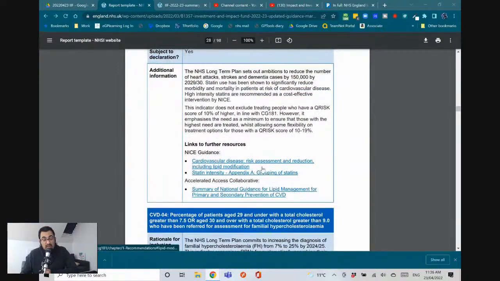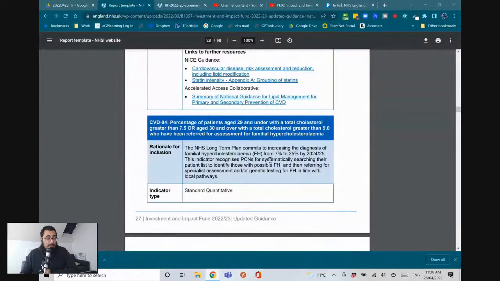But yeah, it talks about why they want to have more people on statins and stuff. You're more than welcome to read or agree or disagree with that at that point.